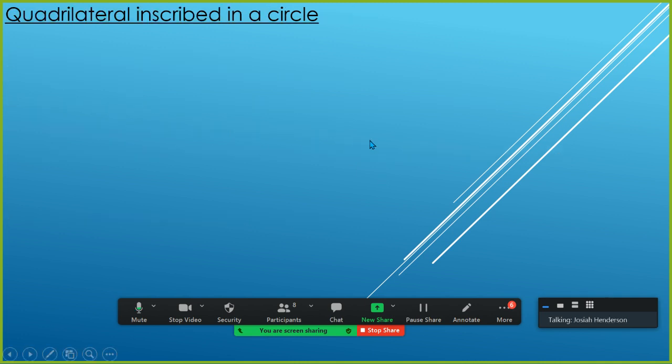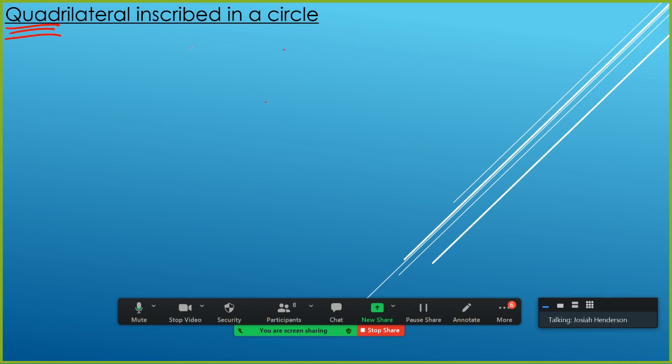Okay, we do have a third one I want to show you. Quadrilateral inscribed in a circle. This one's a little different because we're not using a triangle, we're using a quadrilateral. Quad, you know what quad means. It refers to a number, right? 4. Quadrilateral is a 4-sided shape. There's lots of different types. So we're basically talking about a quadrilateral, a 4-sided polygon.